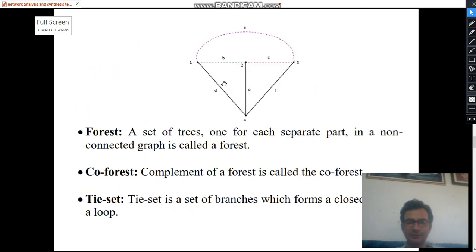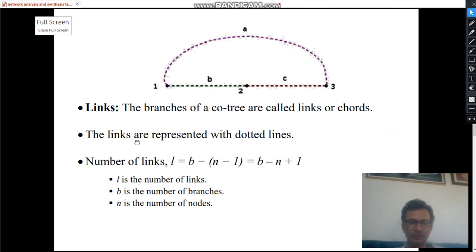Here in this figure also, these are links and these are twigs. Twigs means tree branches. These are links or cords. The links are represented with dotted lines.